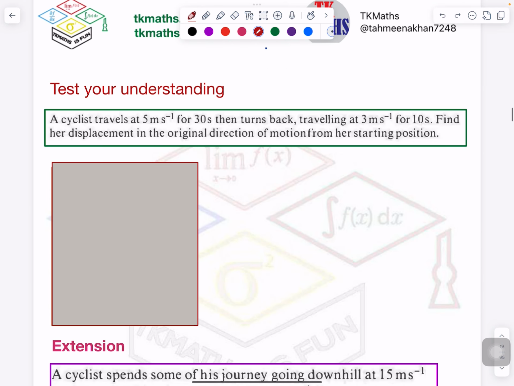Now you test your understanding. I can give you 1 minute. You solve this question. You can put the video on pause, and then I will show you the solution. Focus on the words turns back. Okay, so I'm showing you the answer now.